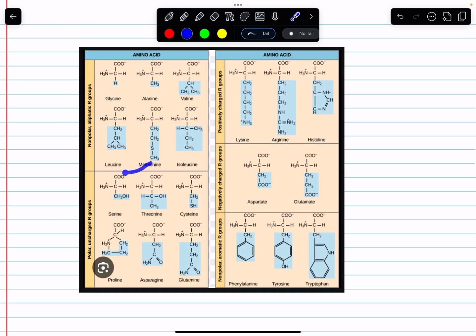So if you look, for example, at this part of the chart, you have nonpolar R groups, such as hydrogen, methyl group, isobutyl group, isopropyl group, sorry.